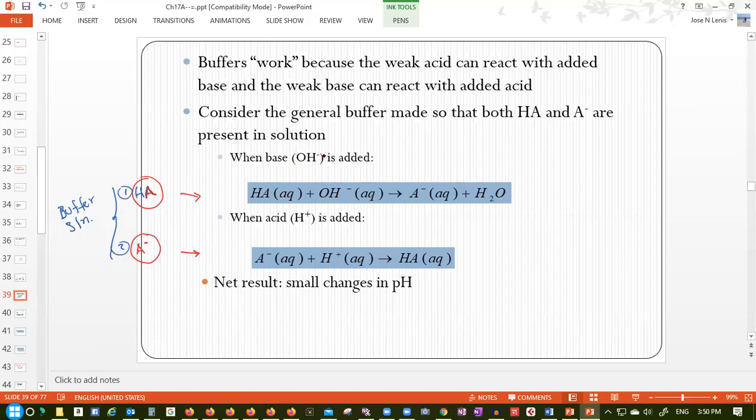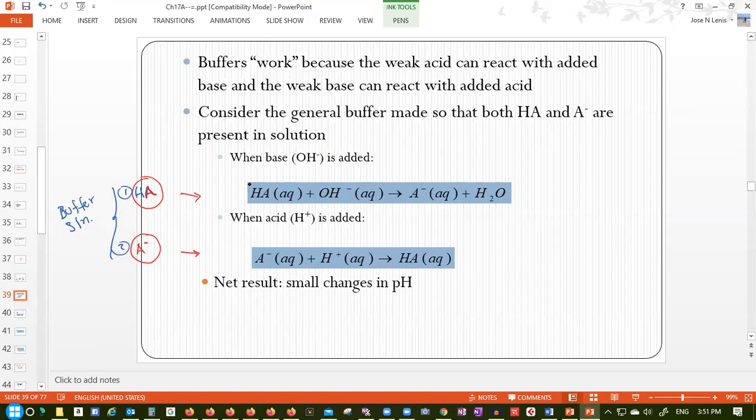If we add some base to the solution, what's going to happen? How is this weak acid going to work to counterattack the aggression made by the addition of OH minus, to prevent the change of pH of the buffer after you add this extra base to the buffer? The acid will come right away and use protons to neutralize the OH minus to make water. That way it neutralizes the OH minus.